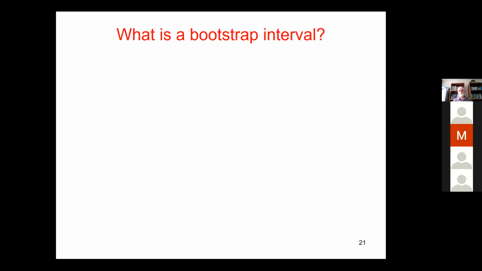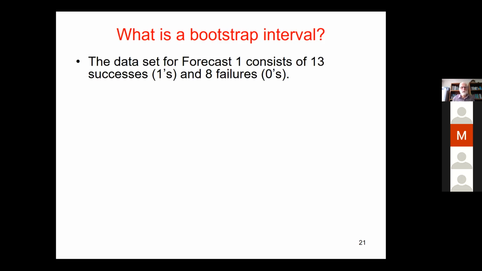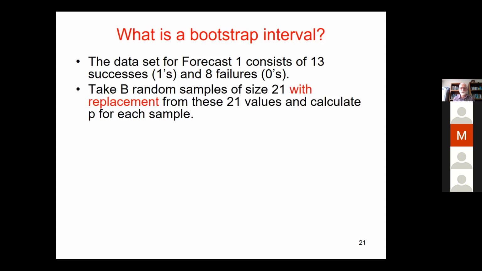Okay, third type of interval, bootstrap interval. My data set for forecast 1 consists of 13 successes and 8 failures. What I'm going to do is to take B samples, where B is going to be a big number, of size 21, from these 21 values, and calculate P from each sample.